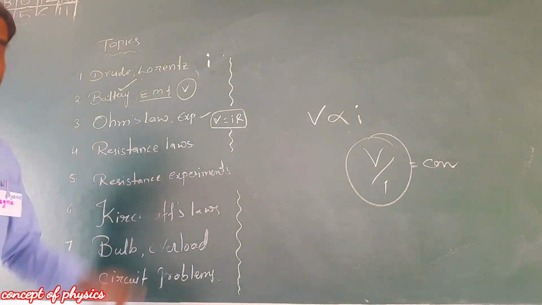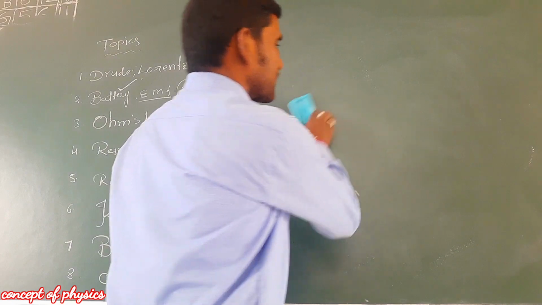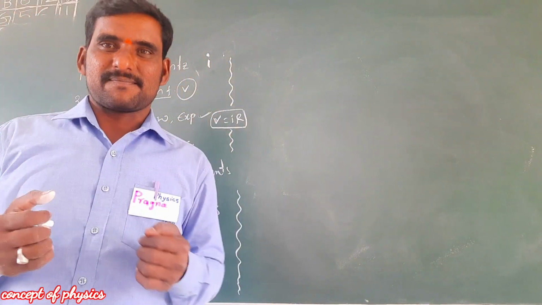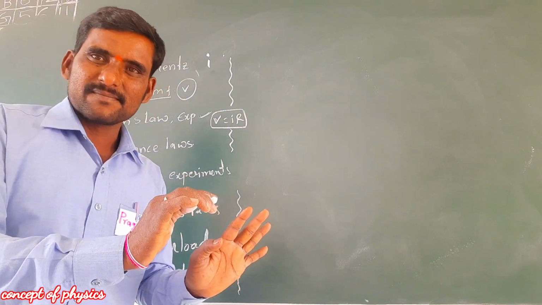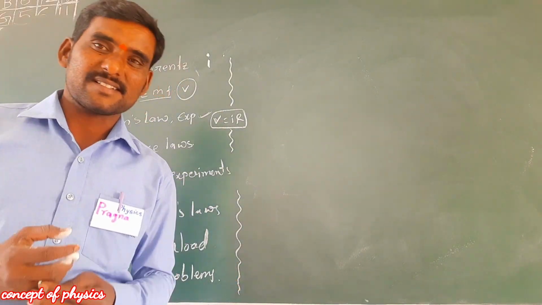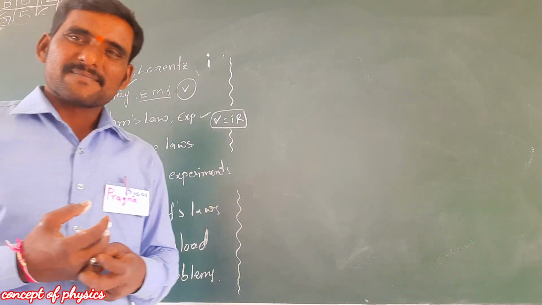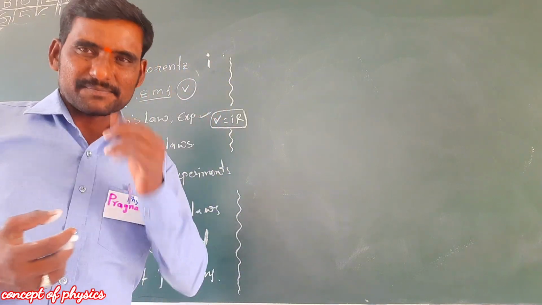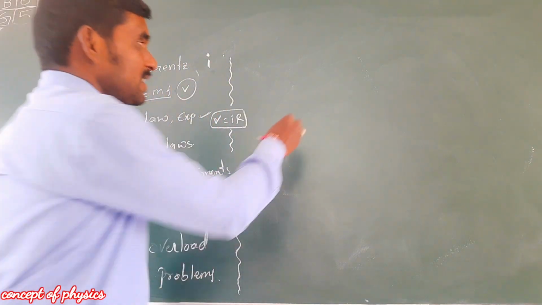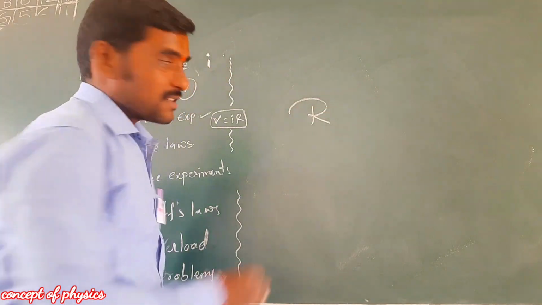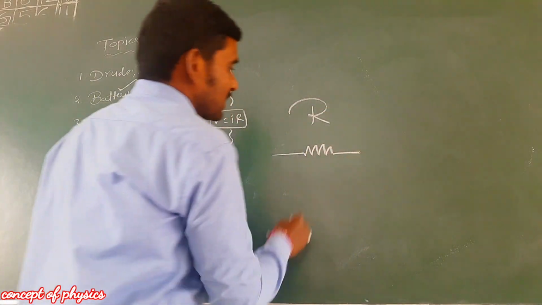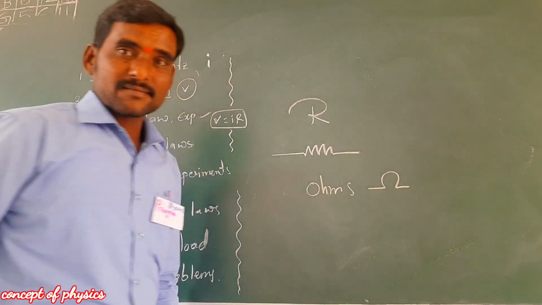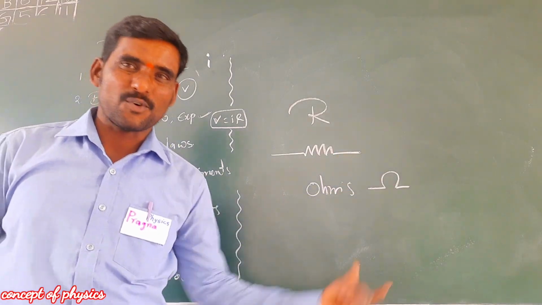Next, resistance. A very important term is resistance. Resistance means that which opposes the current, which can stop the current in the wire. That is called resistance. Resistance can increase or decrease by 4 factors. The symbol of resistance is R, and the unit is ohms. Ohm is the symbol in which they measure it.